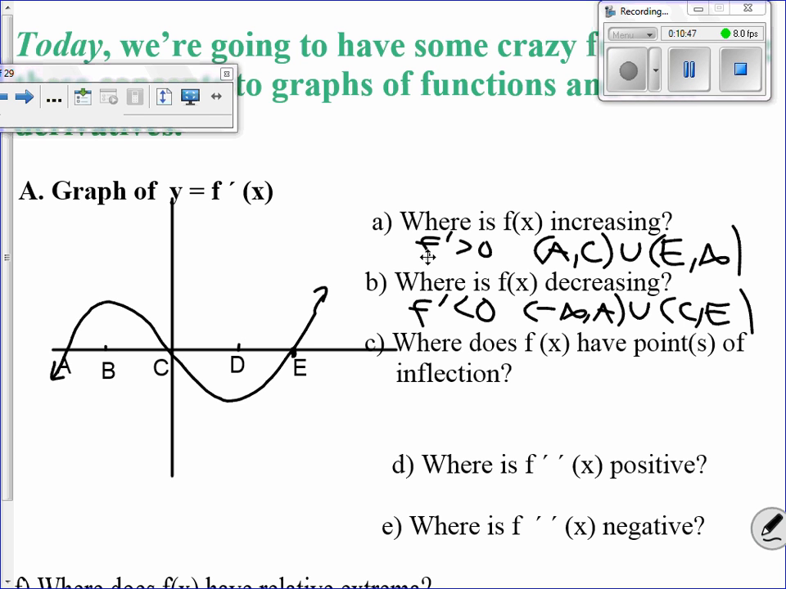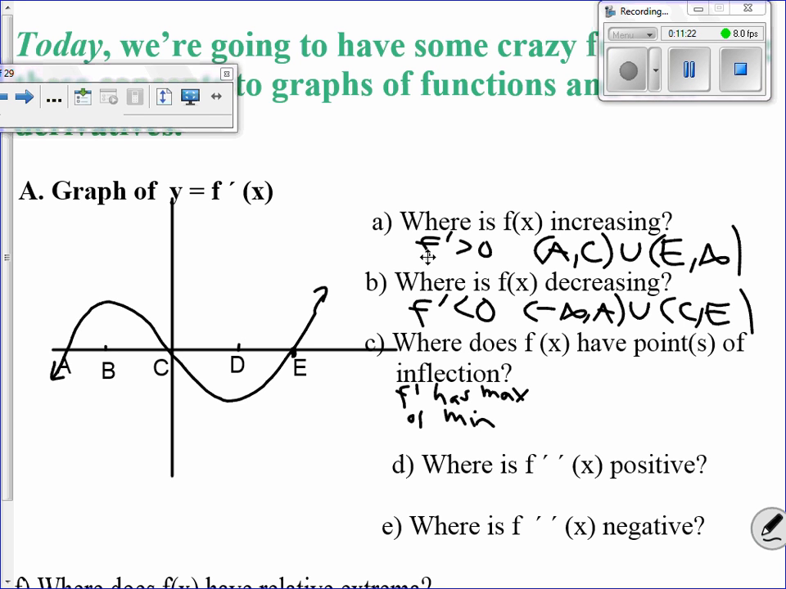Okay, next one. Where does the function have a point of inflection? The function has a point of inflection when the first derivative has a max or min. Now I'm ready to look at it. Let me actually write that first. So f prime has max or min. Because we know a point of inflection is when the second derivative changes sign. But that's the slope of the first derivative, so we want the slope to change sign.